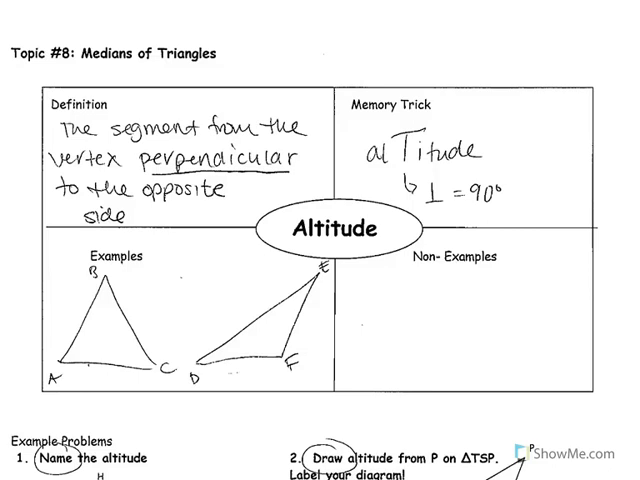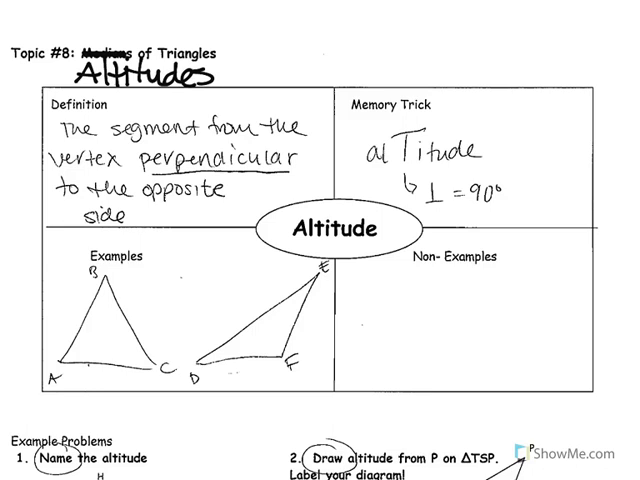So topic number 8 is, you may or may not have a typo here, we might have fixed it, but it should say altitudes of triangles, okay? So let's look at the definition. The definition is the segment from a vertex perpendicular to the opposite side.